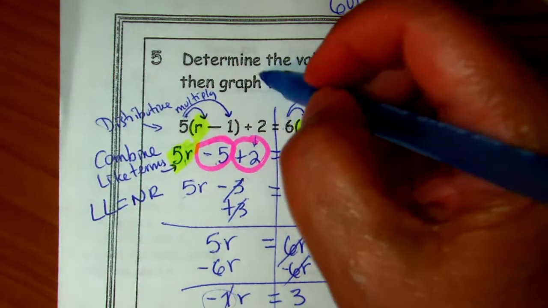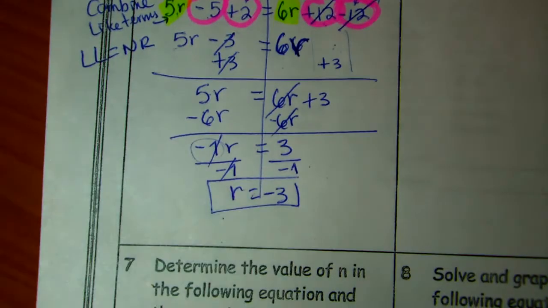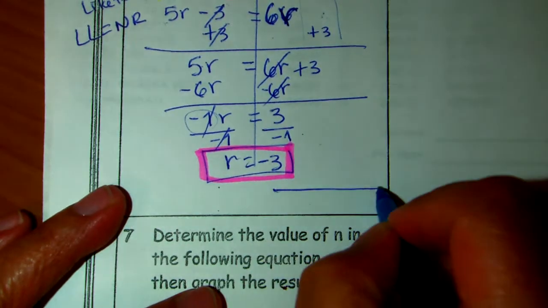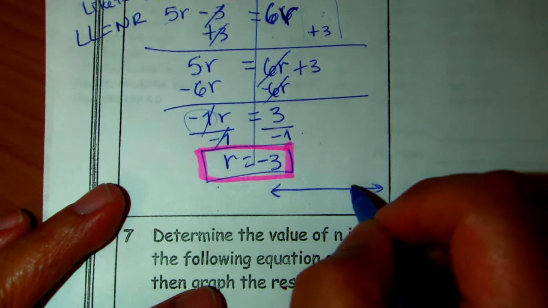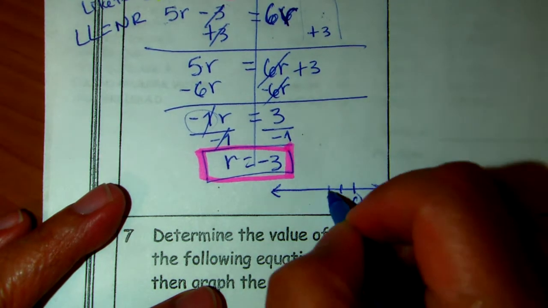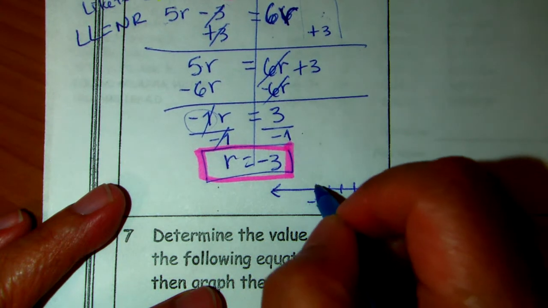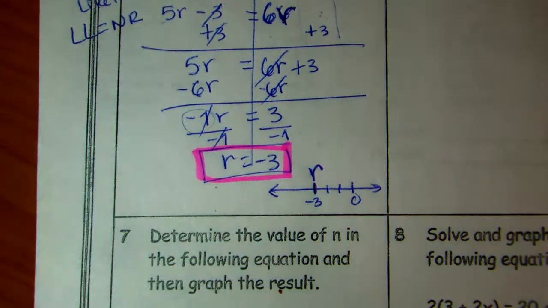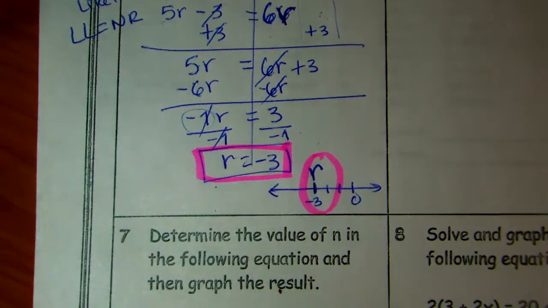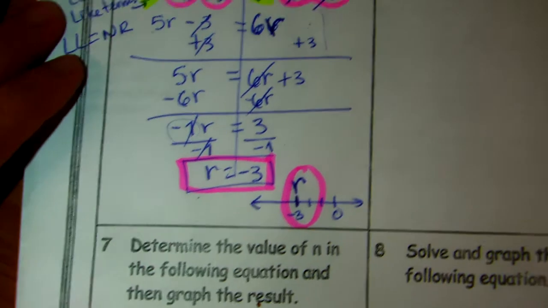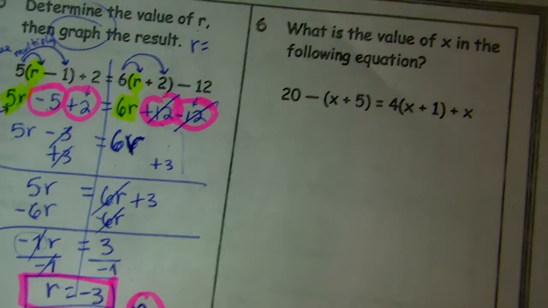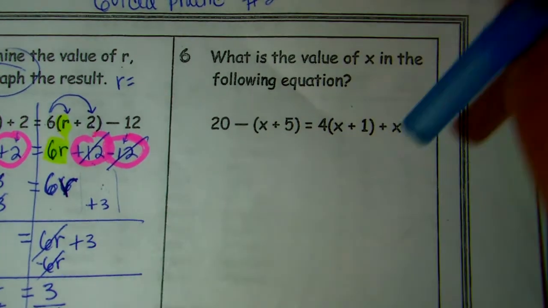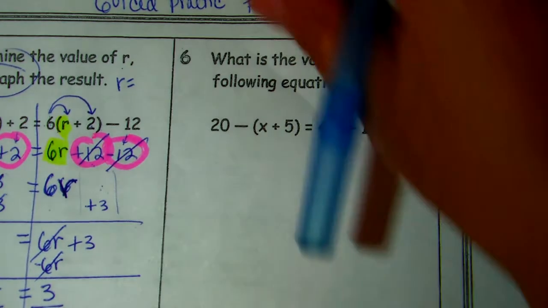The problem is asking us to graph, so the answer is R equals -3, and in order to graph it, we're just going to draw the number line. Here's the 0, 1, 2, -3, and here's the value of R. Okay, all right, this is the guided. I'm going to try to go a little bit faster because the video cannot be too big. And we're trying to keep the lessons short.